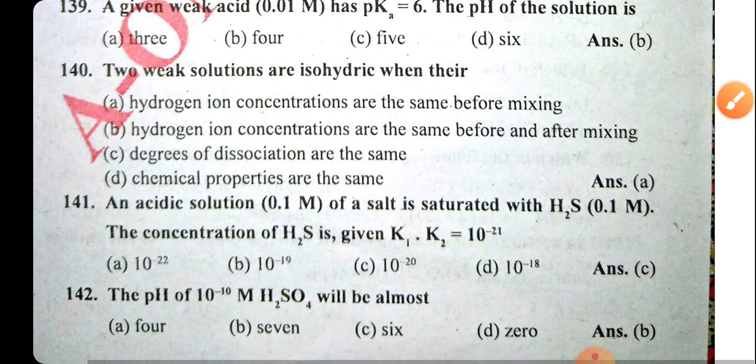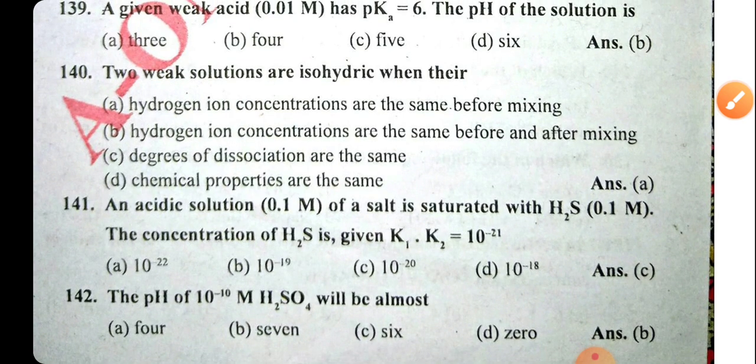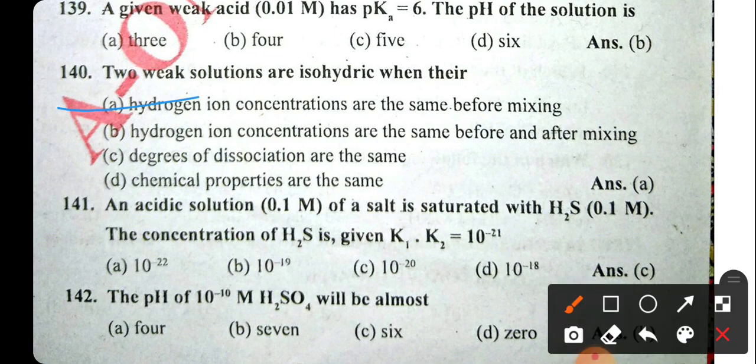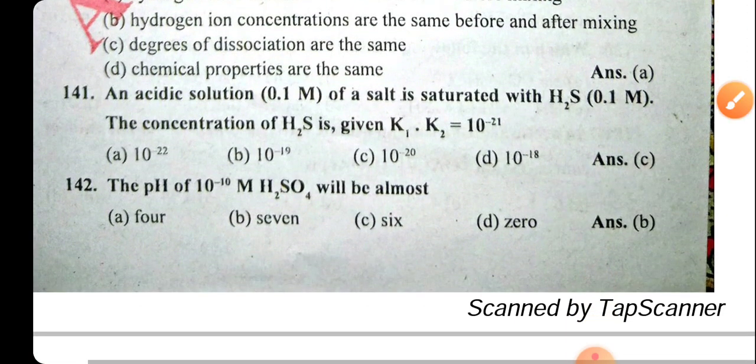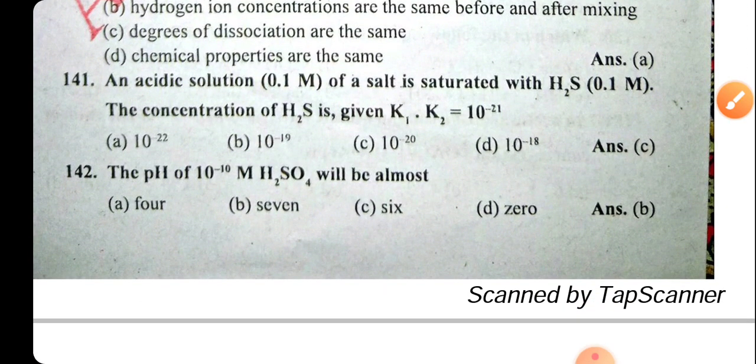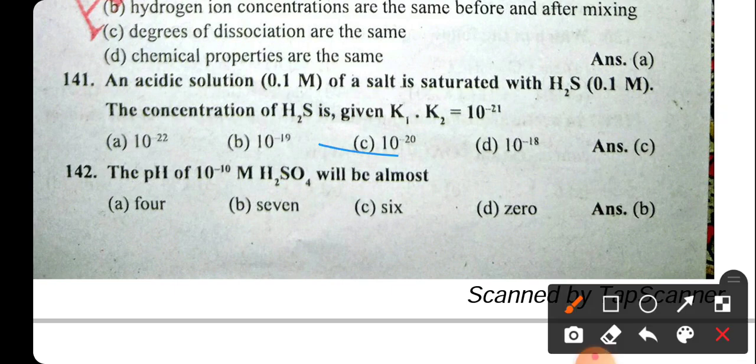Okay. The next question is two weak solutions are isohydric when their hydrogen ion concentrations are the same before mixing. That is option number A, the right answer. Now the next question is an acidic solution, that is 0.1 M, is saturated with H2S, that is 0.1 M. The concentration is given, K1 into K2 is equal to 10 to the power minus 21. The right answer will be option number C, that is 10 to the power minus 20.